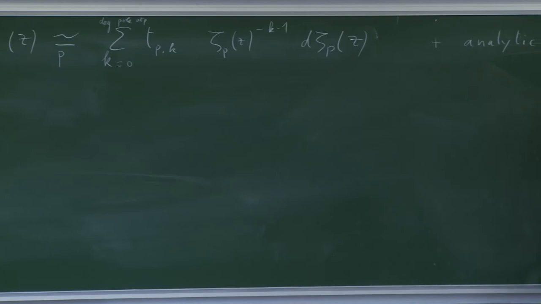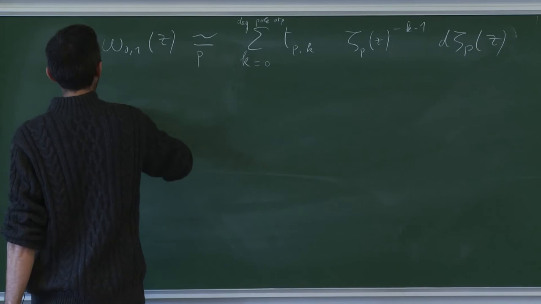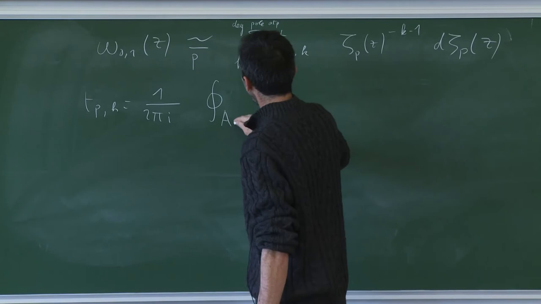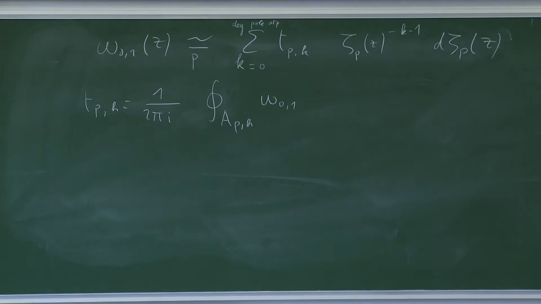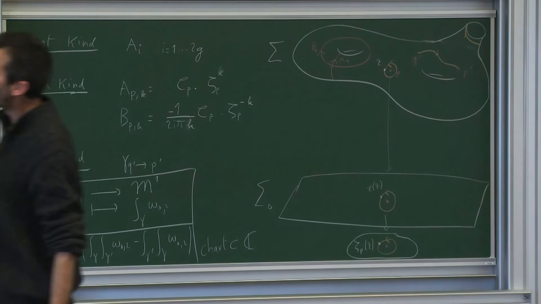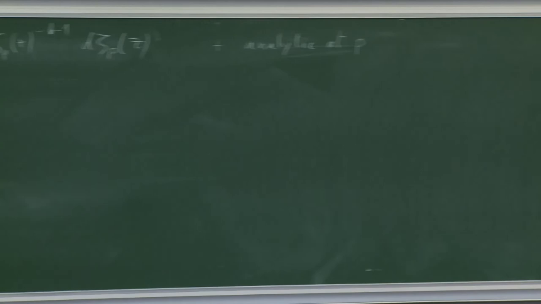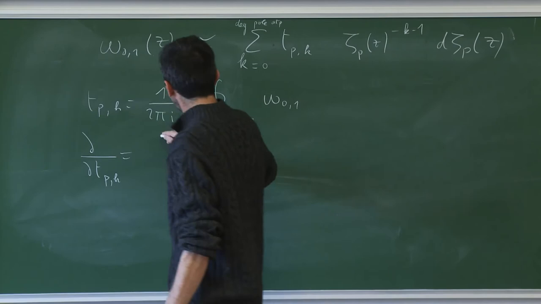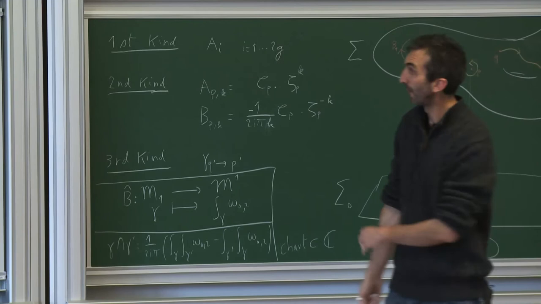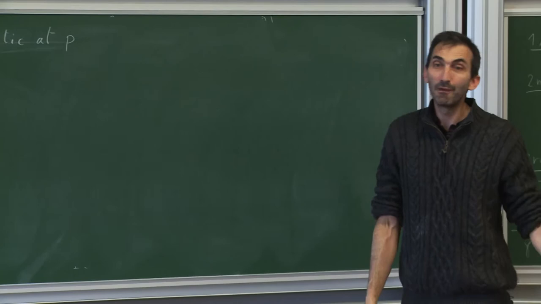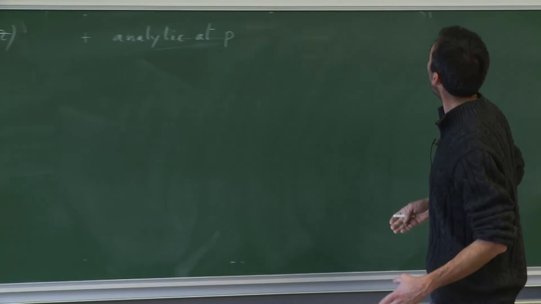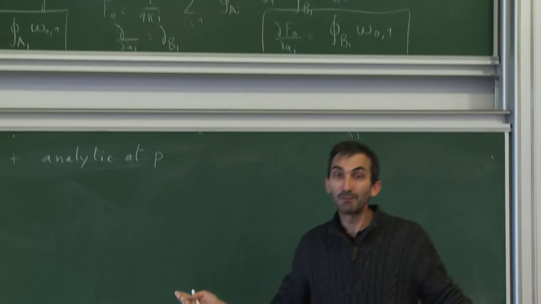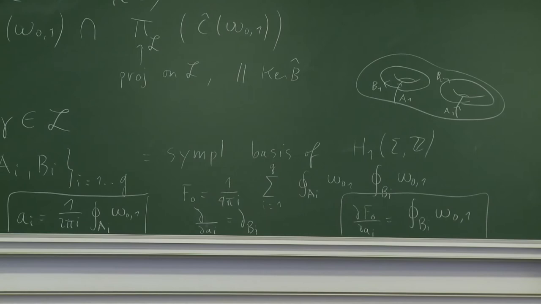You see that t_{p,k} is 1 over 2 pi i integral over a cycle of omega_{0,1} with this a_{p,k}. It just picks the residue of a coefficient, and it's precisely t_{p,k}. And d over dt_{p,k}, you can check, basically this cycle is the one that computes it. And instead of Seiberg-Witten relations, this would be what's called Miwa-Jimbo relations. So with this formalism, we have on the same footing the Seiberg-Witten relations and Miwa-Jimbo, or Malgrange, relations. They are the same thing in that description.